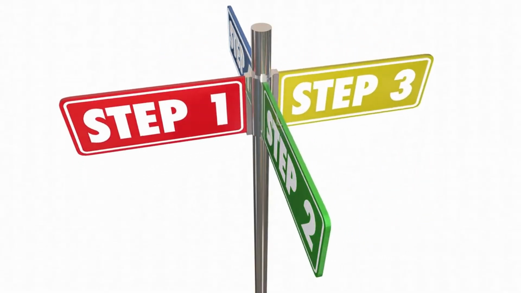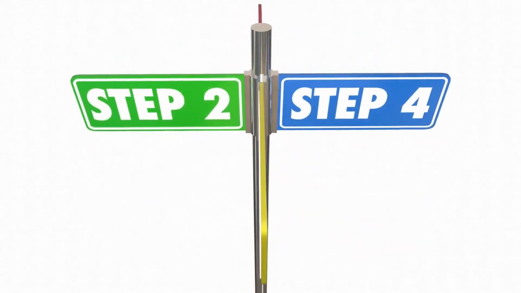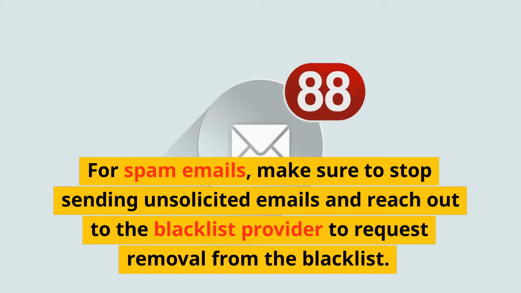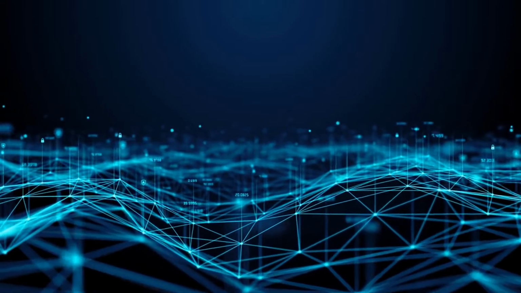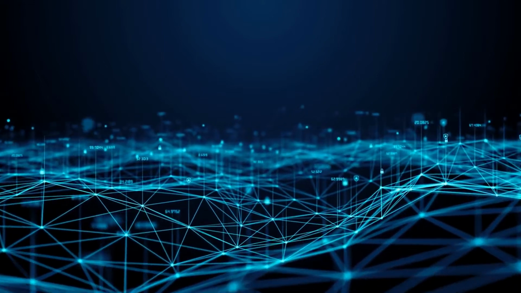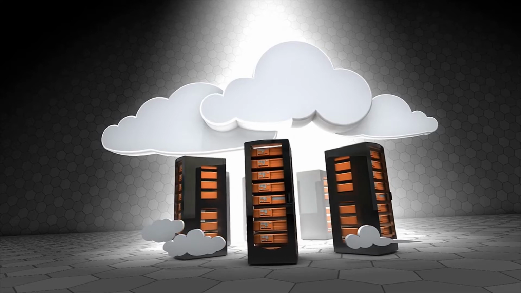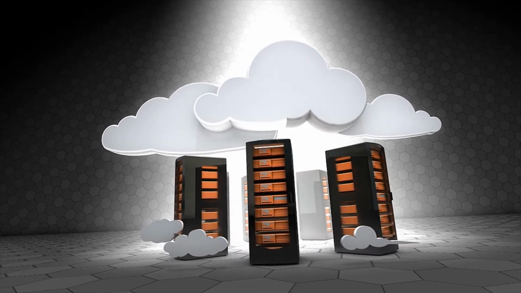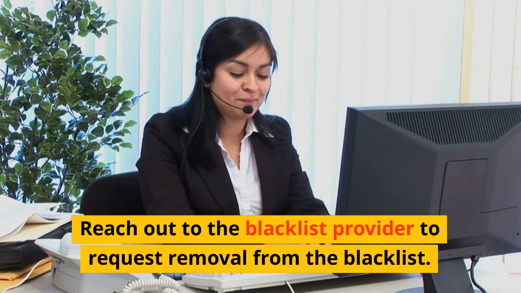The steps to remove a blacklist will vary depending on the reason for the blacklist, but here are some common steps. For spam emails, make sure to stop sending unsolicited emails and reach out to the blacklist provider to request removal from the blacklist. For DDoS attacks, secure your device or network to prevent future attacks and reach out to the blacklist provider to request removal from the blacklist. For hosting malicious content, remove any malicious content from your website and secure your device or network to prevent future issues. Reach out to the blacklist provider to request removal from the blacklist.